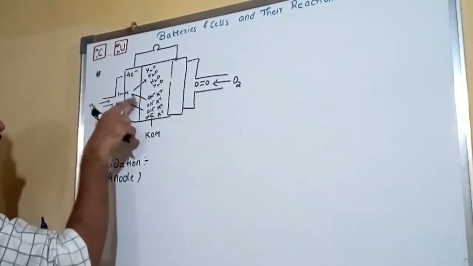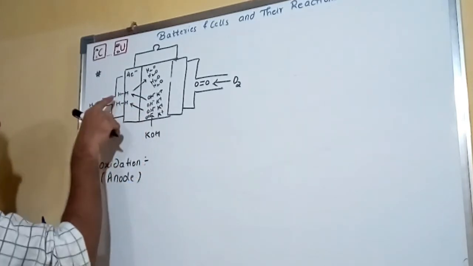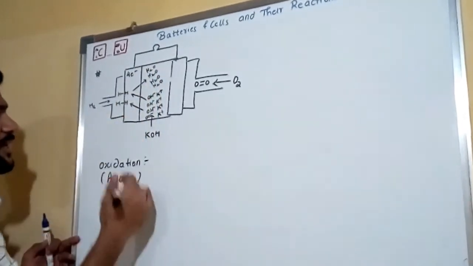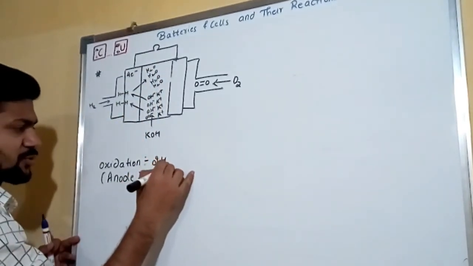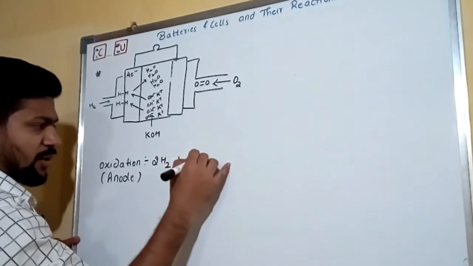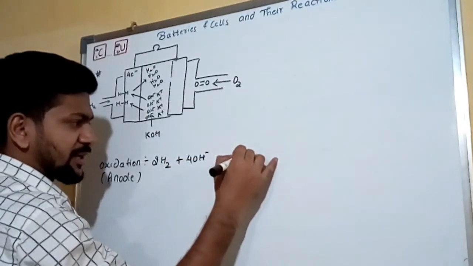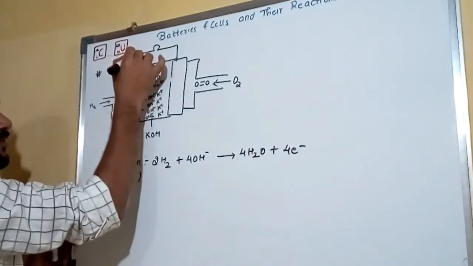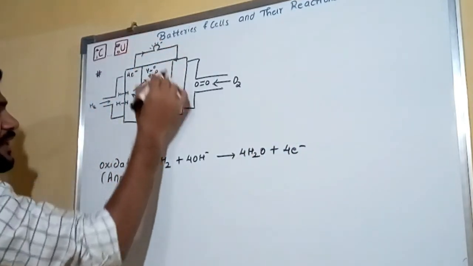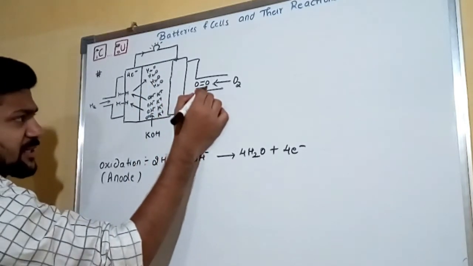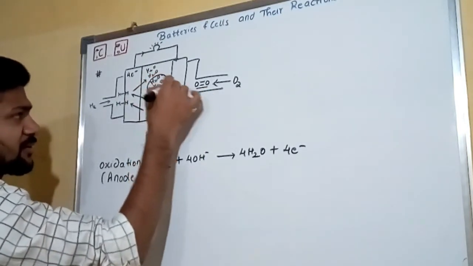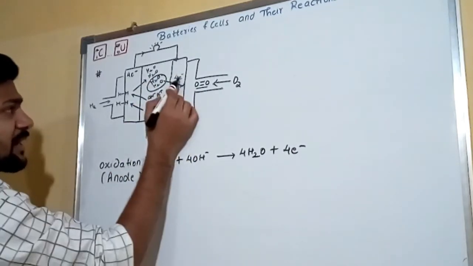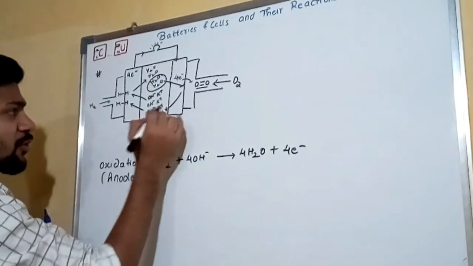So you will be getting 4 hydroxyl ions reacting with 2 H2 molecules, giving you 4 electrons and 4 water molecules. So the reaction will be 2 times H2 plus 4 times OH minus, giving you 4 times H2O plus 4 electrons. These 4 electrons will obviously be traveling through this bulb, and they will be coming over here. Now here oxygen will combine with 2 of these water molecules, by taking up 4 electrons and giving back 4 OH minus.